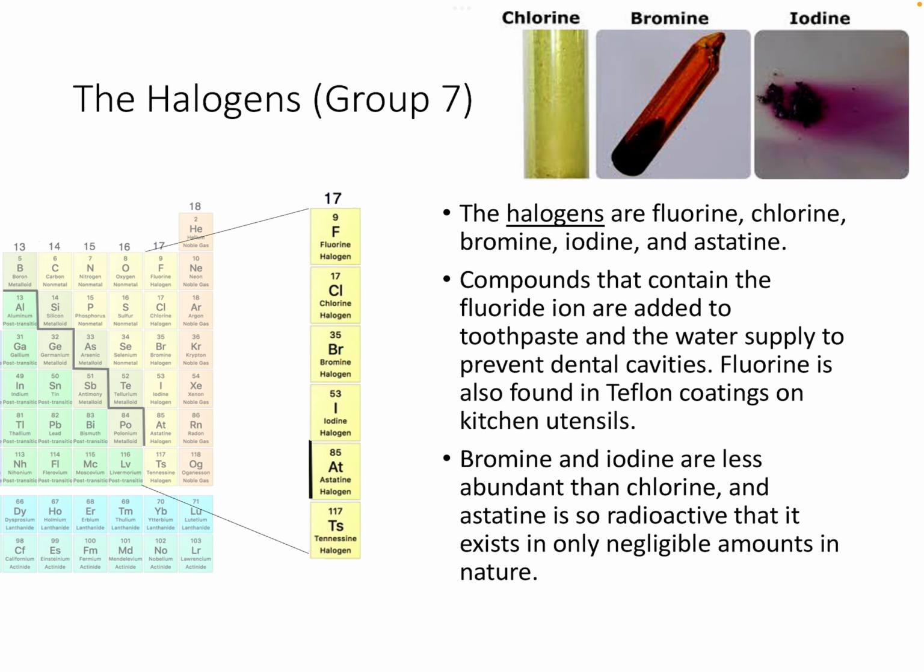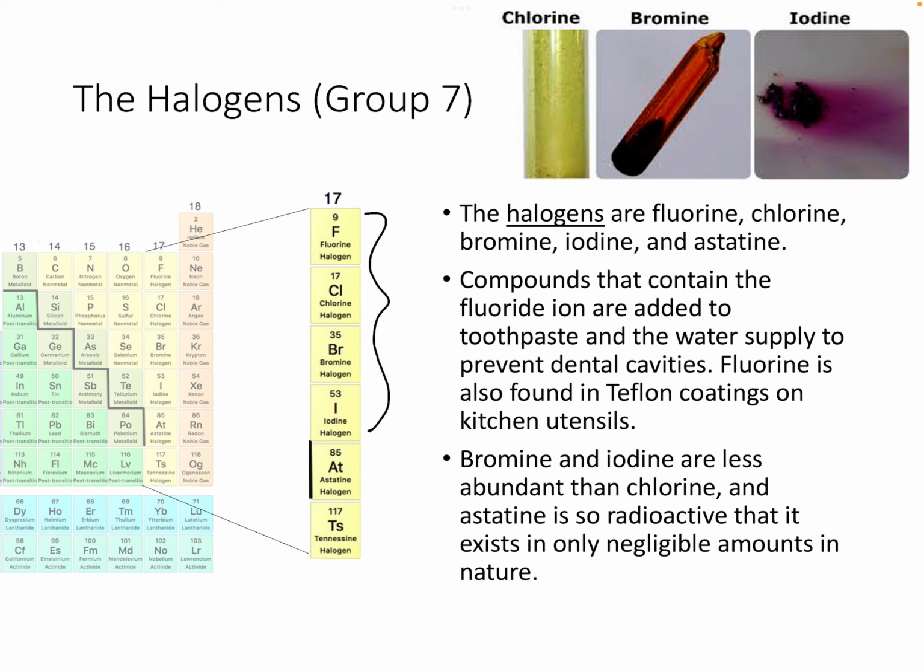Now, the second to last column we refer to as the halogens. So this includes fluorine, chlorine, bromine, iodine, and astatine. At the very bottom is tennessine, but we don't really work with that at all. So the main ones we're going to work with or talk about are fluorine through iodine.